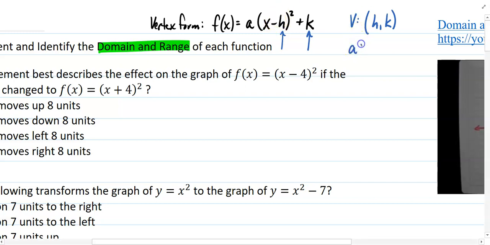And then we would use the a value to determine the shape, whether it's tall and narrow or short and wide, the shape of the parabola and its direction. Now in class, I try to emphasize when it comes to shape, it's either tall or short.